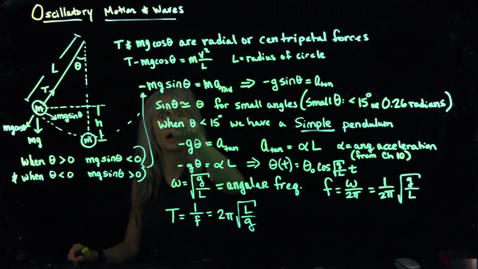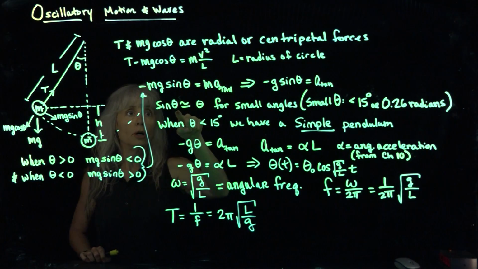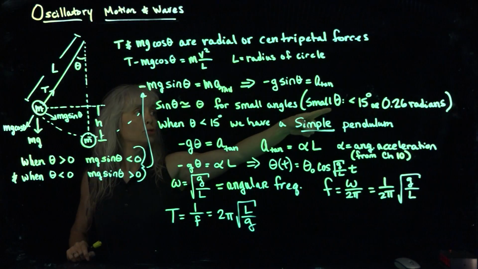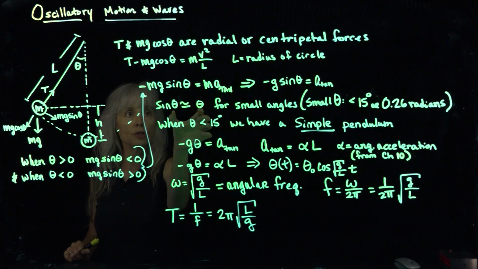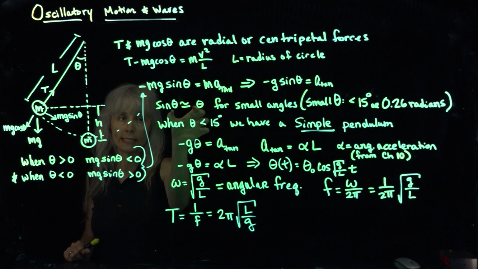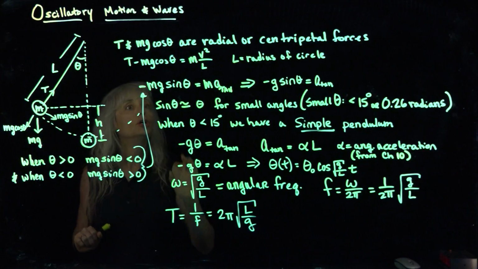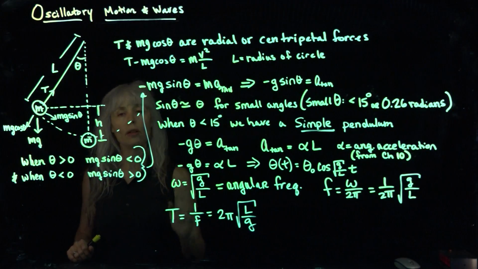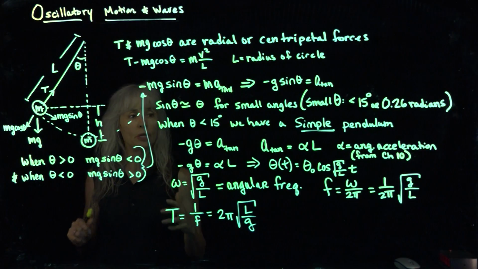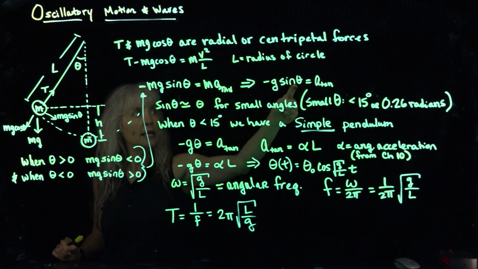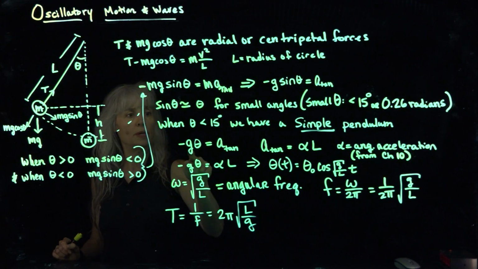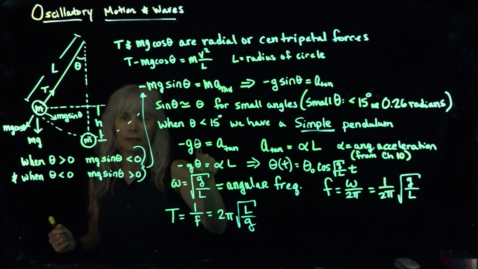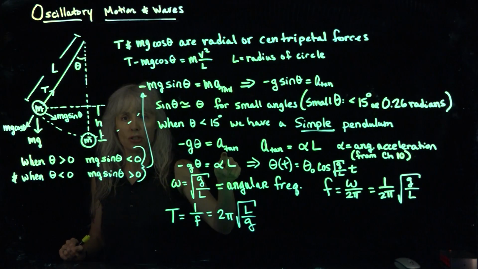You can put in the sine of 0.26 radians, and you'll get approximately 0.26 as the answer. So this formula holds for theta in radians. And so we're going to live within the small angle approximation, and when we do that, we can replace sine theta with just theta. So this equation here becomes minus g theta is equal to a tangential.